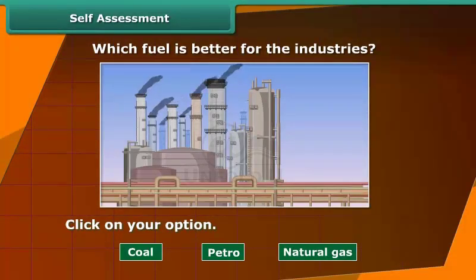Self-assessment. You can see those industries releasing lots of smoke and pollutants in the air. What do you think? Which fuel is better for the industries?